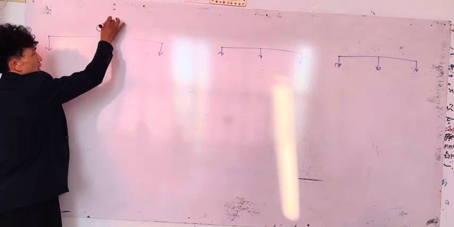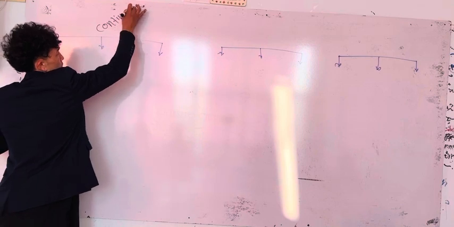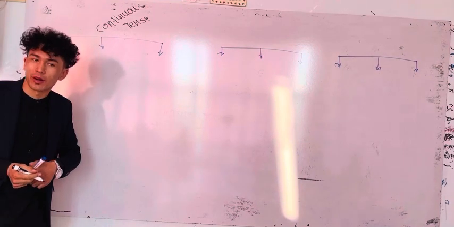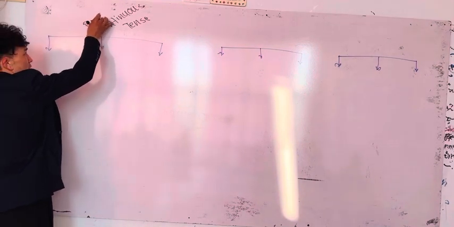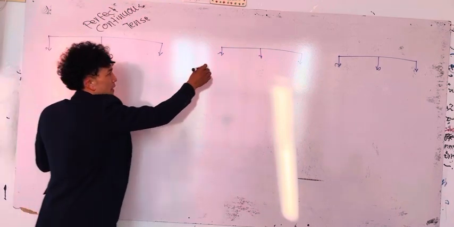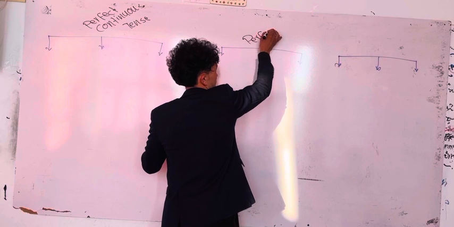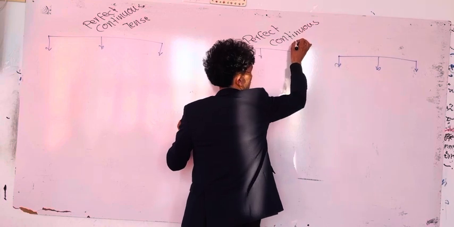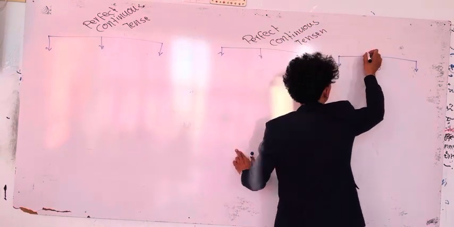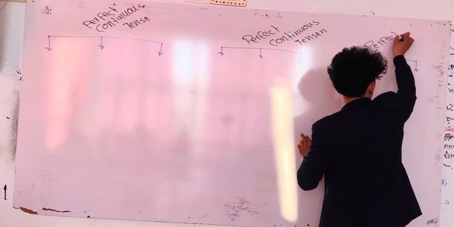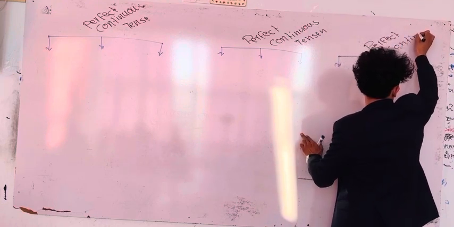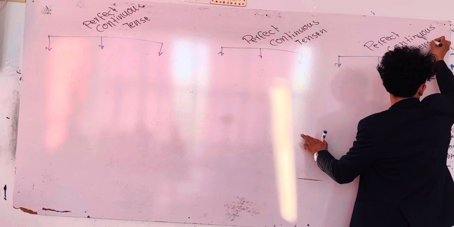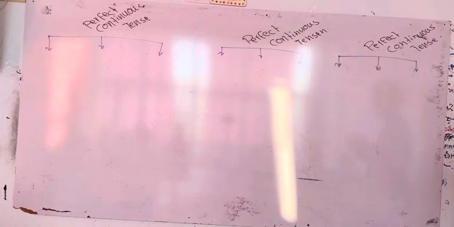This is the word. What is continuous? Something which is going on. Here's perfect. Do you know perfect? Yes. Again, perfect. The word continuous. Again, perfect. All of them are perfect in continuous tense.